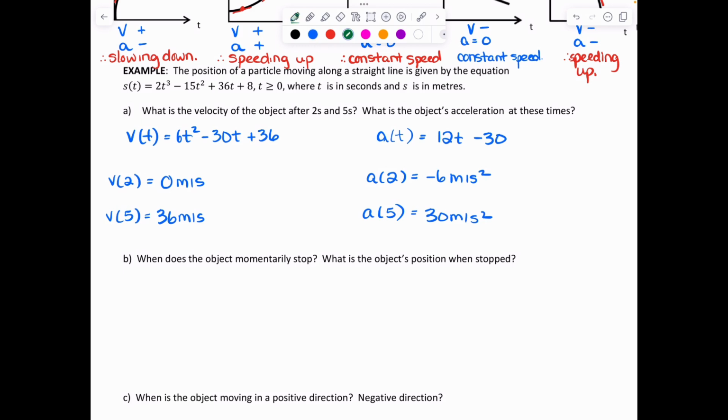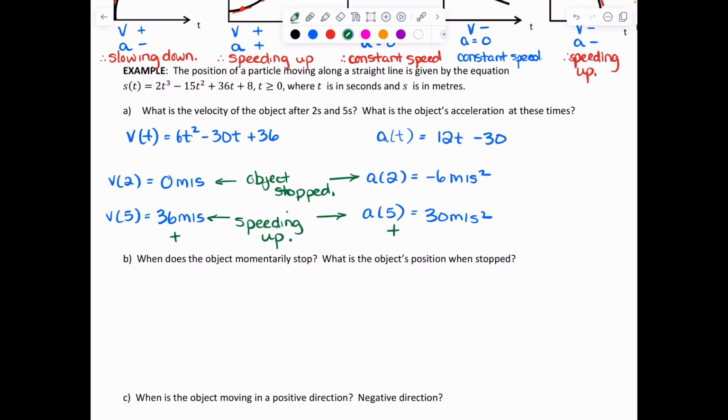And I do just want to add then, just taking a look at 2 seconds, we can see that the velocity is 0, which means that the object is stopped at that time. Not speeding up, not slowing down, stopped, regardless of what the acceleration is. And then at 5 seconds, we notice that both the velocity is positive and the acceleration is positive, so both are the same sign. So here, the object is speeding up as well.